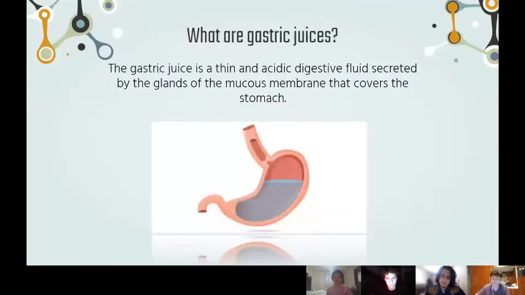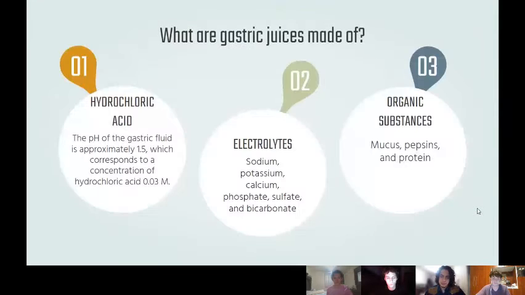that covers the stomach. Now, if we look at the picture here, there's a very common misconception that a gastric juice is the liquid that you can see there, but as the text says, a gastric juice is basically a fluid that covers the stomach, so it can be seen around the sides.